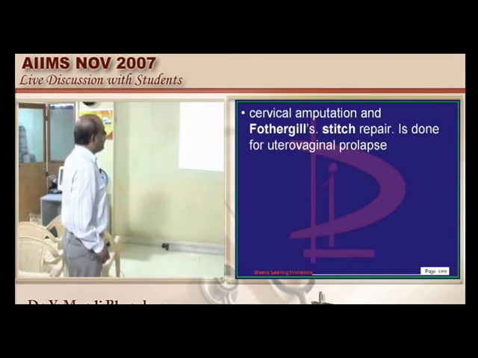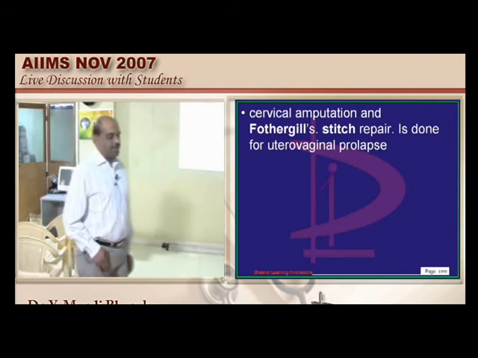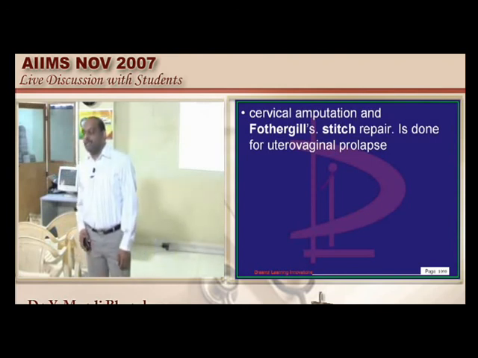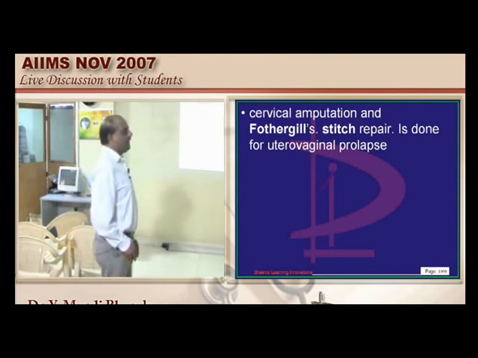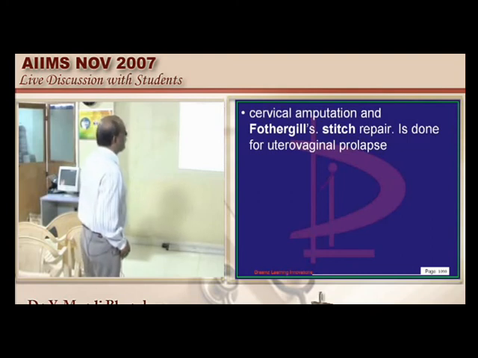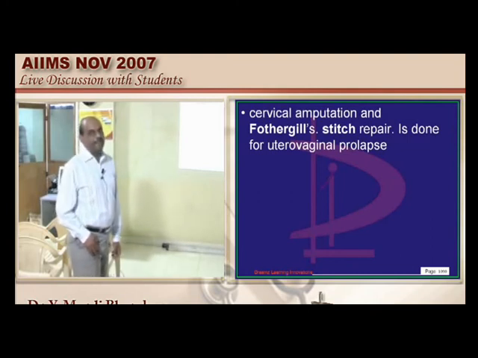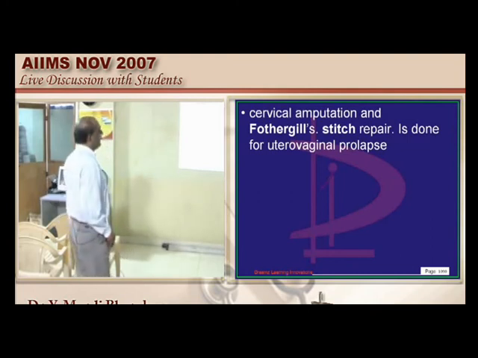Now you also have another option, Fothergill stitch. For which condition do you use this Fothergill stitch? Cervical amputation, Fothergill stitch is typically done for uterovaginal prolapse, is what has to be remembered.